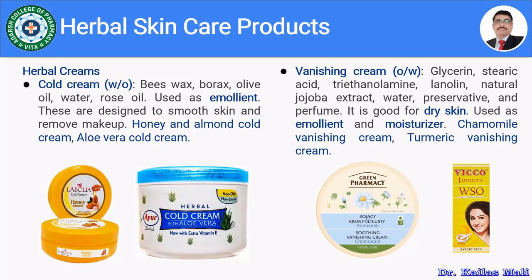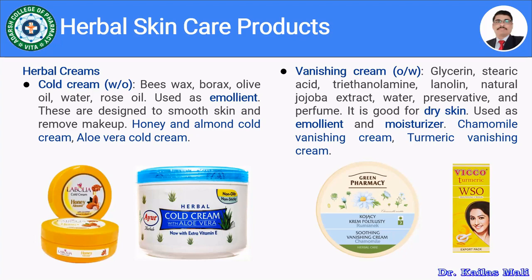Here, we are using an O/W type of base to prepare the cream. It is known as vanishing because after application, it vanishes from the skin, and that's why it is said to be the vanishing cream, right? These are O/W type emulsions, mainly prepared using glycerin, stearic acid, triethanolamine, lanolin, then certain herbal materials like jojoba extract, water, preservatives, and perfume. Here we are using stearic acid as the base, isn't it? Which reacts with the triethanolamine. Furthermore, it forms the O/W type of emulsion.